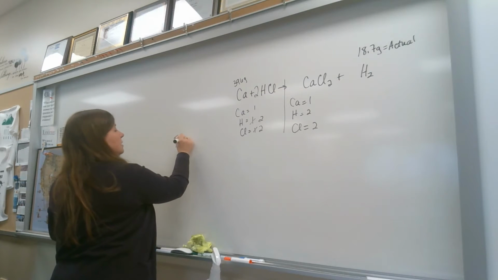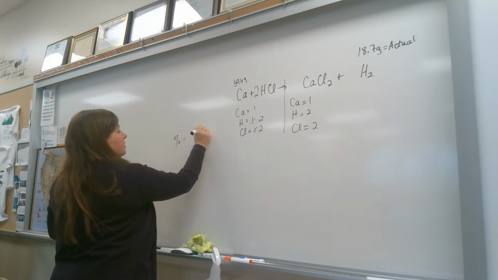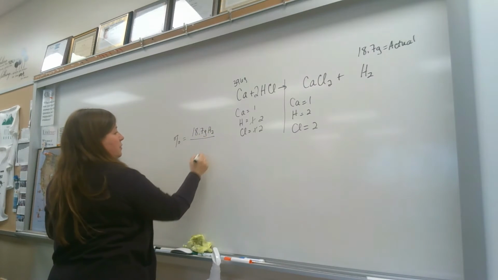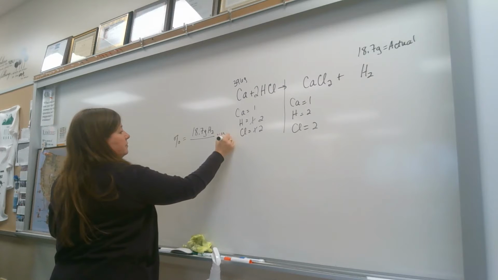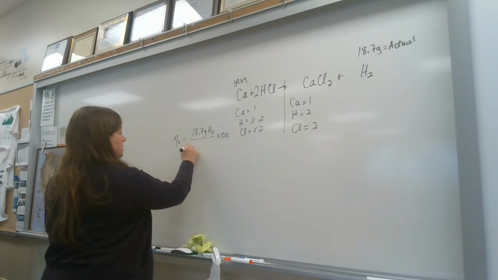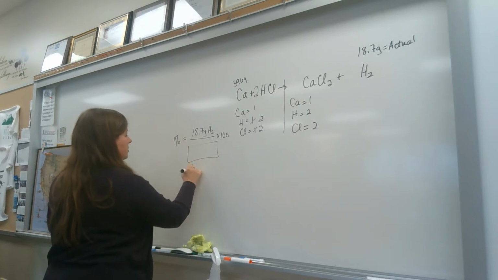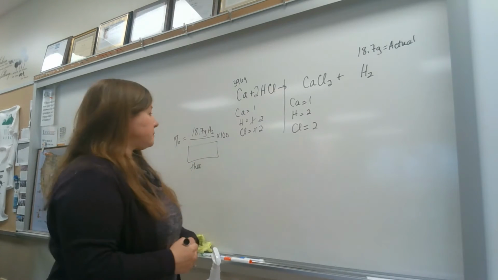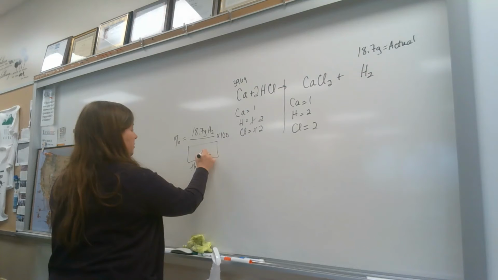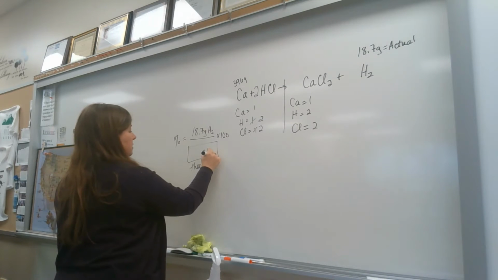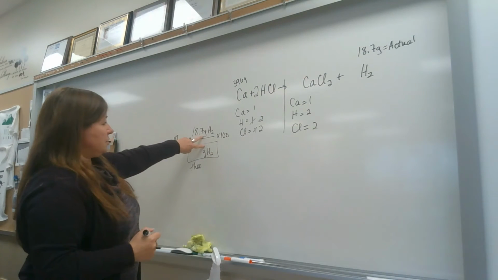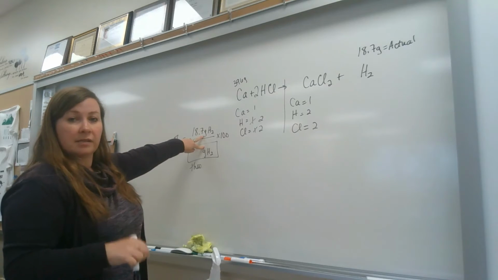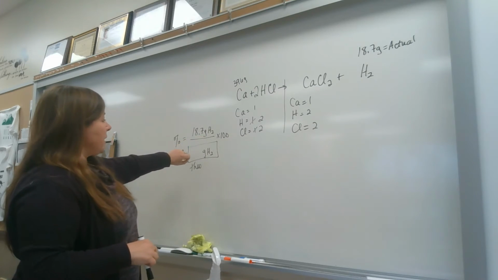Percent equals 18.7 grams of H2 divided by the theoretical yield times 100. So this theoretical yield is what we need to find out. And we know that it needs to end in grams of H2, because these two, actual yield and theoretical yield, must have the same unit and the same substance.